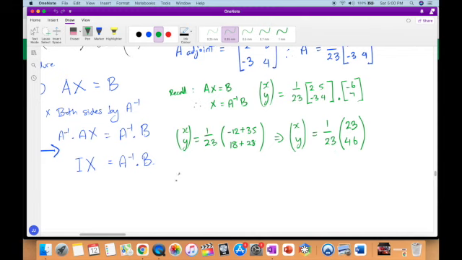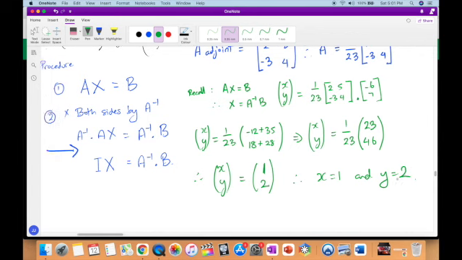So therefore, xy is equal to, I'm multiplying out. So when I multiply 1 over 23 times 23, I'll get 1. And when I multiply 1 over 23 by 46, I'll get 2. And look, you have your answer. Therefore, x is equal to 1 and y is equal to 2.